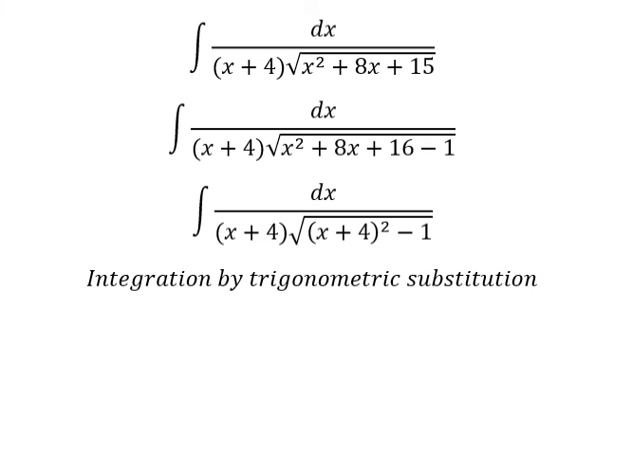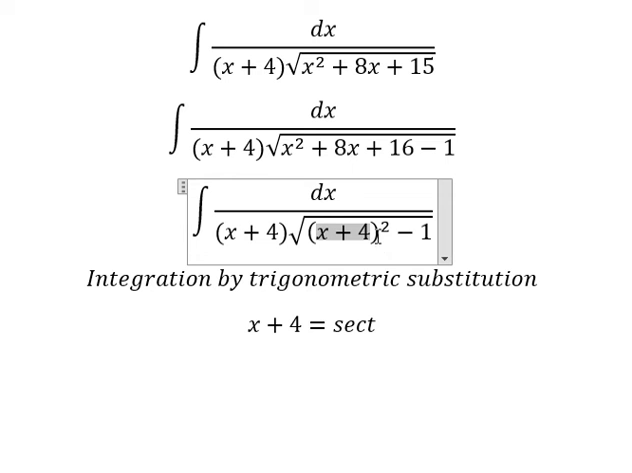substitution. So I will put x plus 4 equals 10 secant of t. Because if I put this one in here, we have secant of t squared minus 1, and later we change this one into tan t squared. The square root we have tan t. Later we simplify by dx.